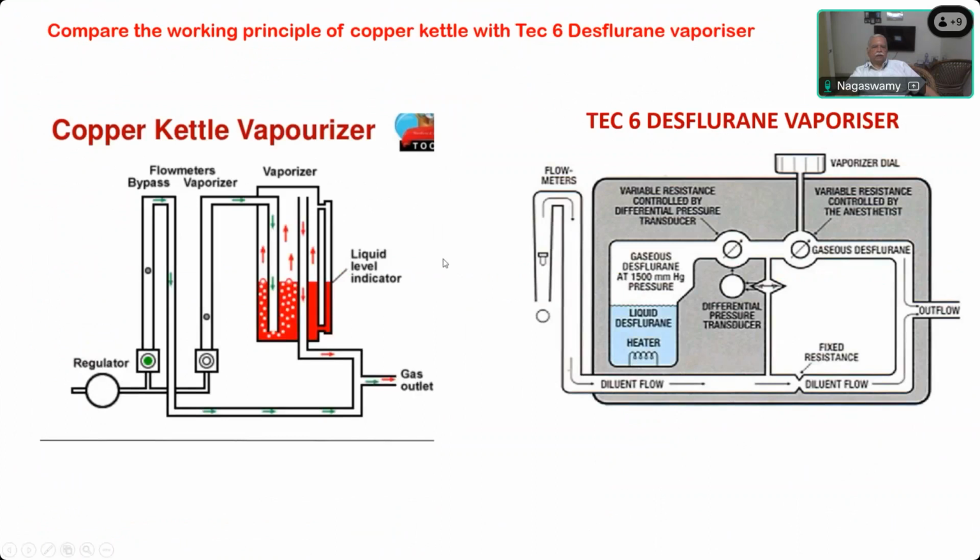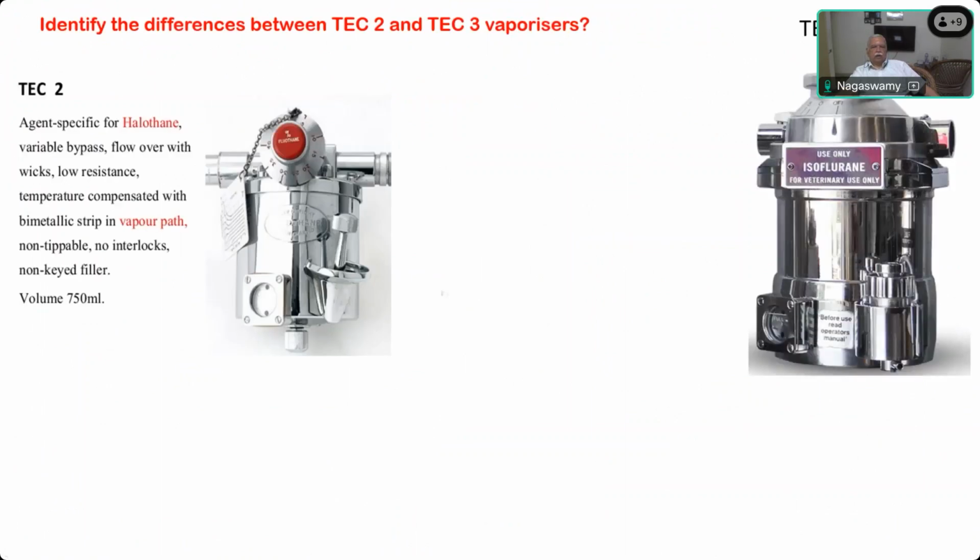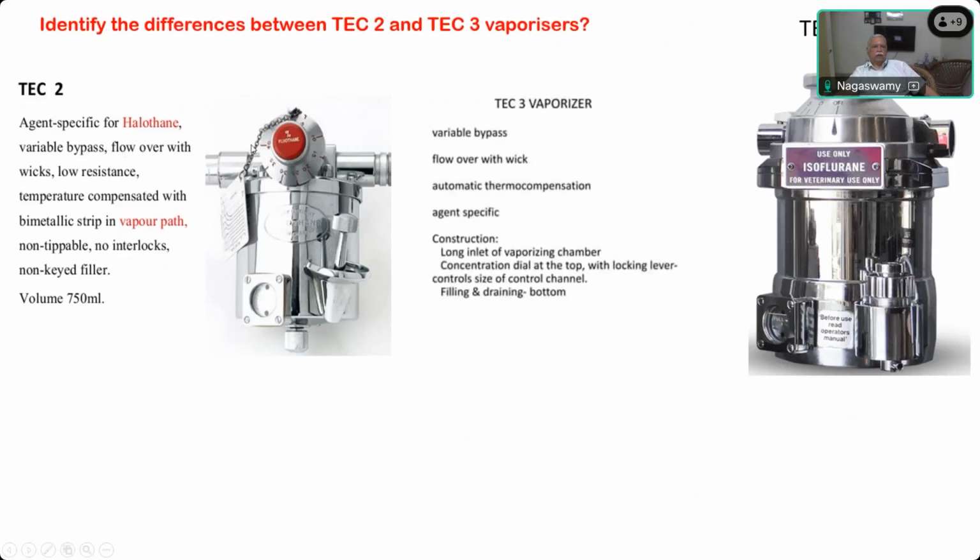So comparing between these, you can see this is the regulator bypass chamber going there, and this is the flow meter going, part of it. I'm sorry, part of it goes through the vaporizer also, and then the liquid level indicator is there, and the gas outlet comes. And the difference between Tec 2 and Tec 3, sometimes they may ask you. This is the Tec 2 which you saw earlier: front dial, mainly constructed for halothane, temperature compensated by bimetallic strip, non-tippable, no interlocks, no agent-specific filler, volume maximum is 750 ml.